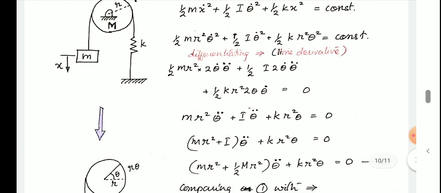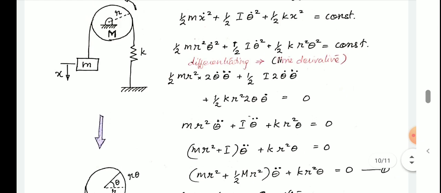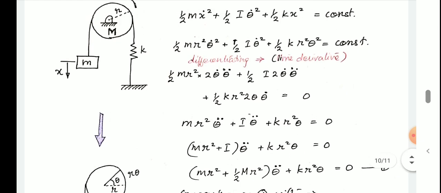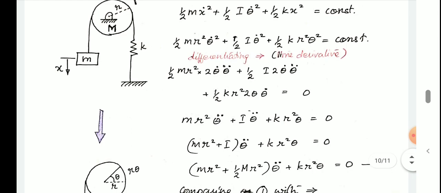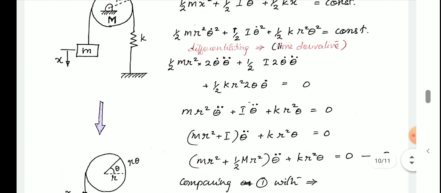Now differentiate this rewritten equation with respect to time. We will obtain half into m r square multiplied by theta dot square, the differential will be 2 into theta dot into theta double dot, applying chain rule. Plus the second term, again differentiating: half into I will be constant, theta dot square will again be 2 theta dot into theta double dot, and the third term, half into k r square is a constant, differentiating theta square will be 2 theta into theta dot.